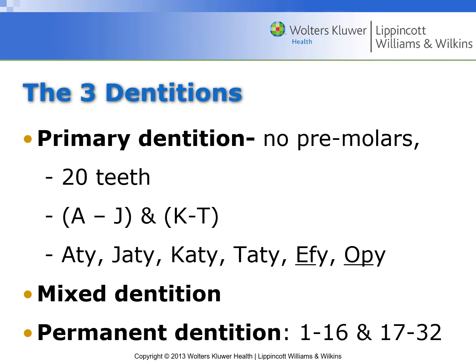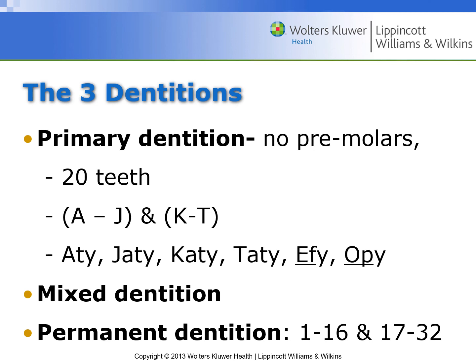So there's three dentitions: primary dentition, mixed, and permanent. The primary dentition, of course, has 10 teeth on the maxillary and 10 teeth on the mandibular, so they have 20 teeth, and they have no premolars. So they're A to J and K to T. Then you have mixed dentition, and then you have permanent dentition.